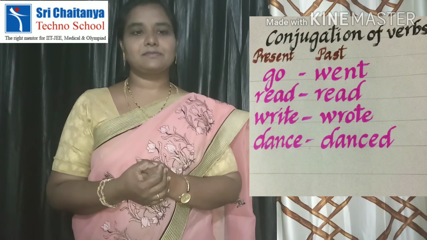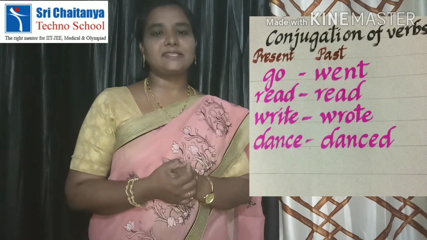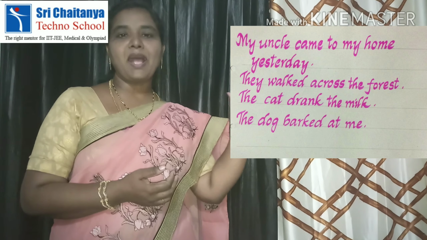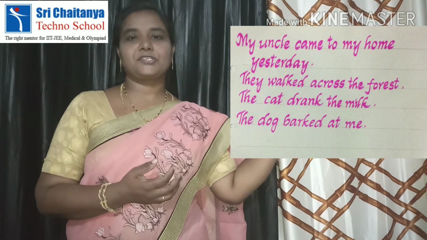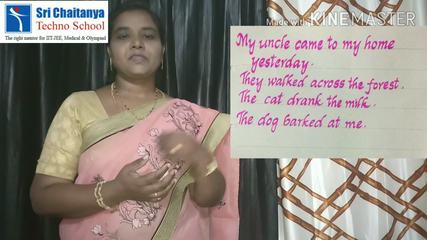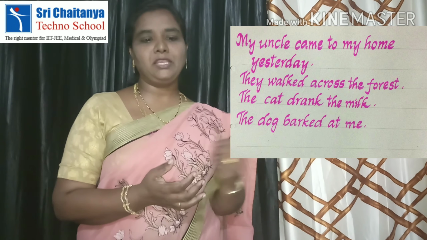Now, past tense. The word itself tells us that the sentence talks about the action that happened in the past. Earlier, we have already learnt about the present and past forms of the verb, conjugation of verbs. The verbs in these sentences talk about the completed action. Let us see. My uncle came to my house yesterday. They walked across the forest. The cat drank the milk. The dog barked at me.